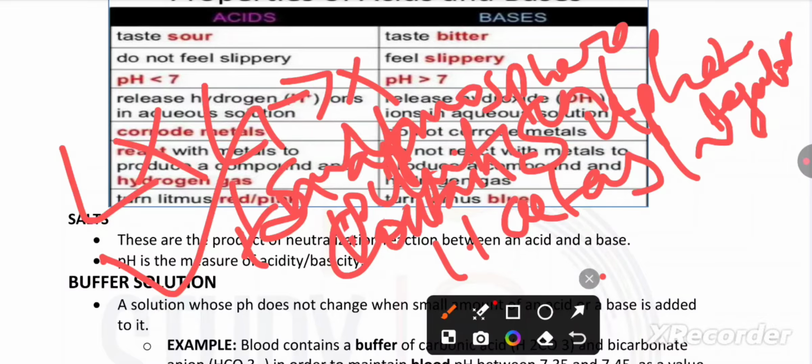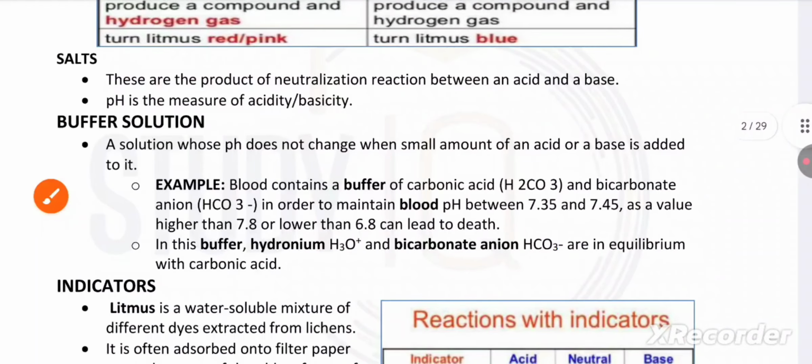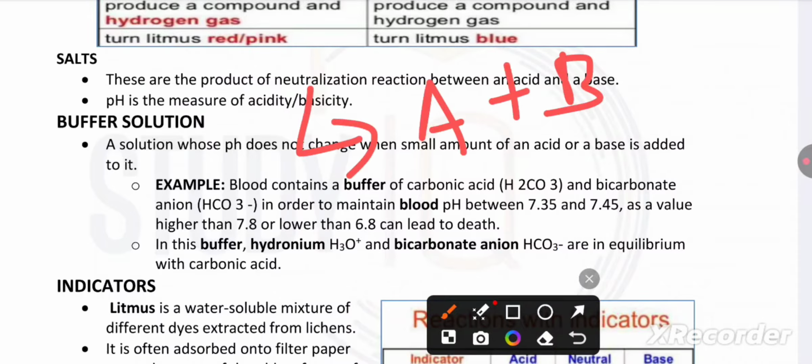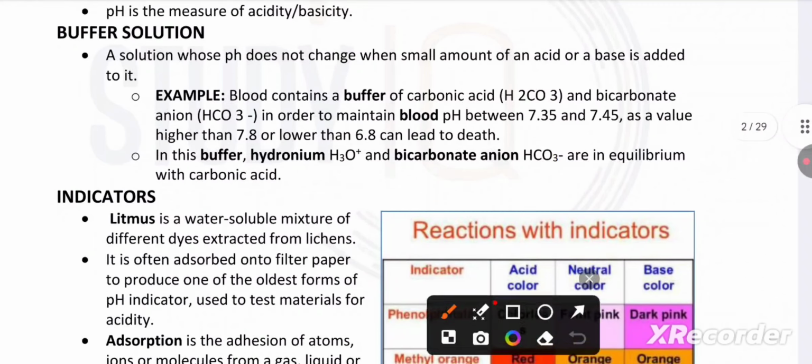Okay, then salt is a product of neutralization, which is nothing but the reaction of acid and base. Acid and base will react and give a byproduct of salt.